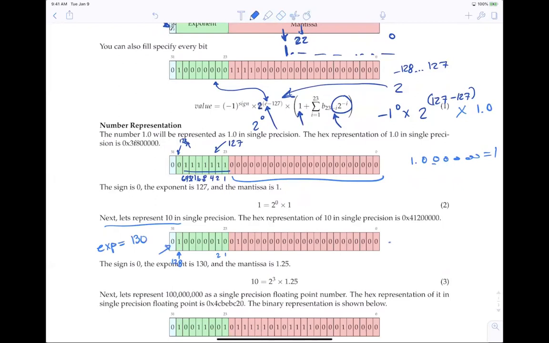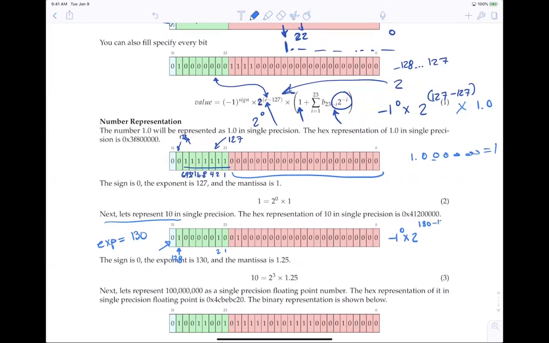Our sign bit is 0, so we have minus 1 to the 0, times 2 to the 130 minus 127, and then times this 1 point, and we have to figure out the point. The 1 is always implied. It's always there, even though it's not stored in the number. So this is 1/2, and this is 1/4, so this is 1.25. Let's see if we represented 10 properly. Minus 1 to the 0 is 1, and 2 to the 3 is 8, so times 8 times 1.25. This should equal 10, so we have the correct representation of 10. That's what 10 looks like in floating point.